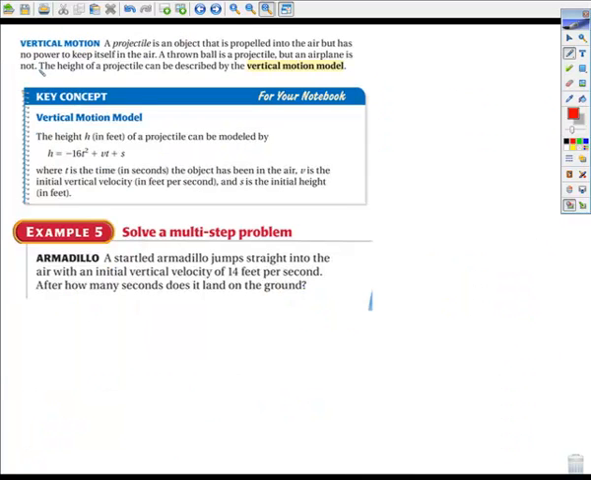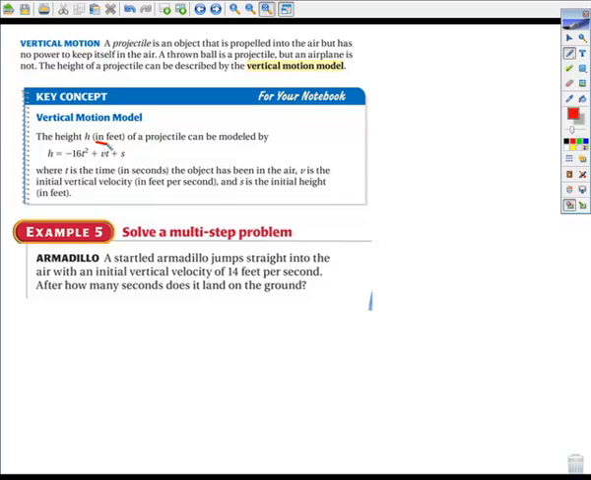Okay, next type. Vertical motion. You're going to learn a lot about this in a physics class. It says a projectile is an object that is propelled into the air but has no power to keep itself in the air. So there's nothing forcing it, like no engine or anything to keep it going. A thrown ball is a projectile, but an airplane is not, because the airplane has the engine to keep it going. The height of a projectile can be described by the vertical motion model.